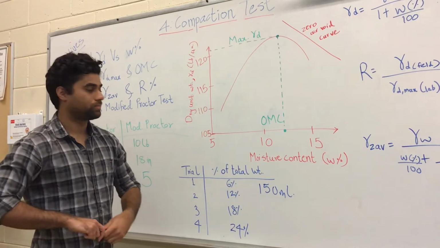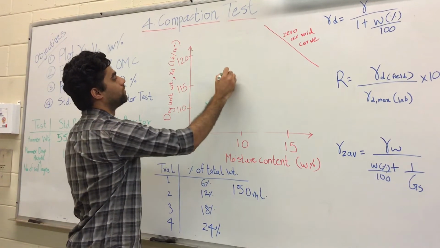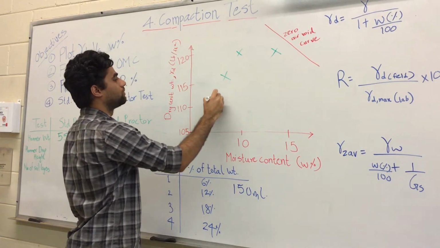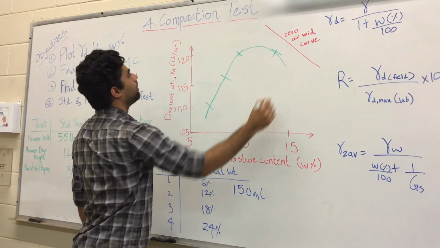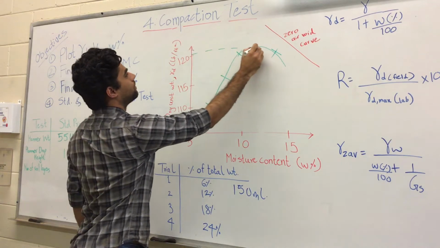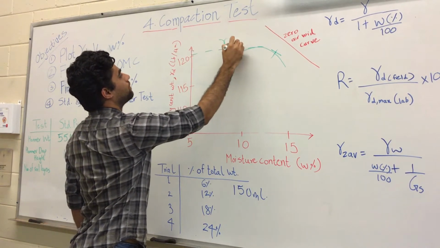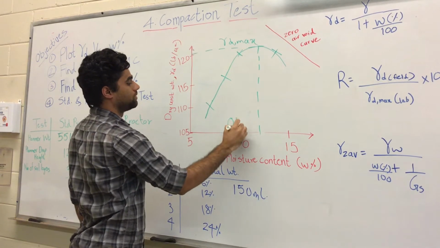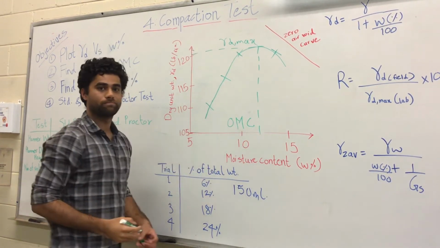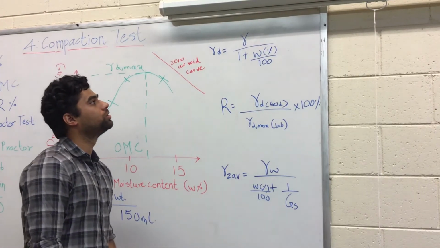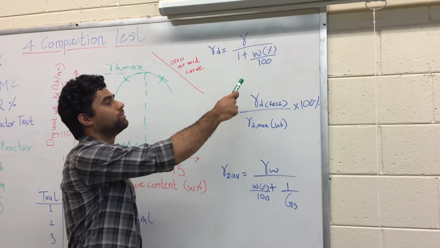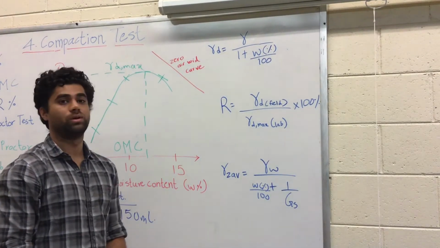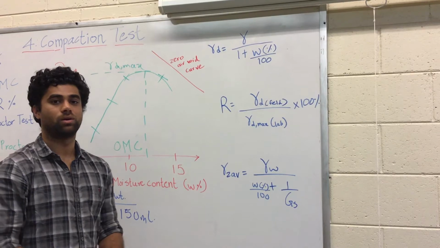For example, if you get 4 points like this, then you can plot the best fit curve, and the maximum value will be the maximum dry unit weight, and the corresponding moisture content will be your optimum moisture content. For getting the dry unit weight, you will be calculating the moisture content from the soil sample, and then getting the moist unit weight from the soil in the proctor.